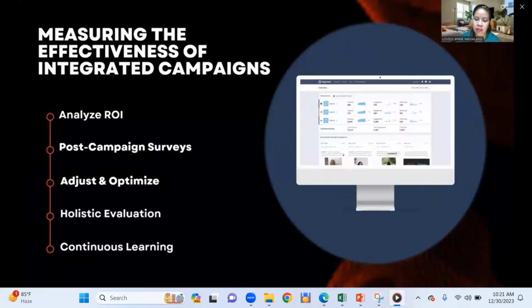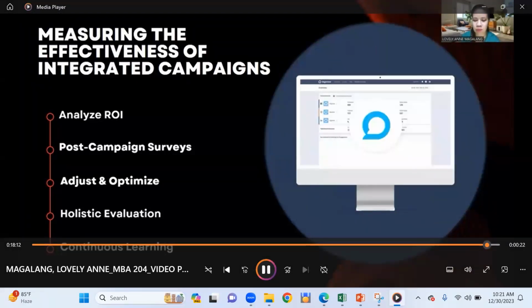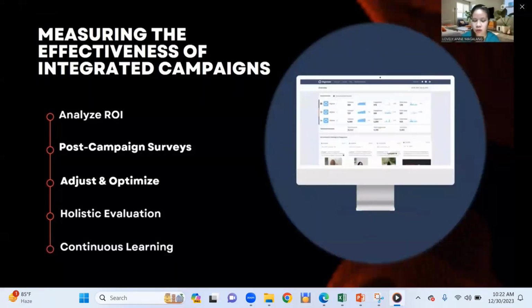We can use the insights gained from the measurement process to inform future campaigns and apply all the lessons learned to improve the effectiveness of marketing strategies and return of investment.